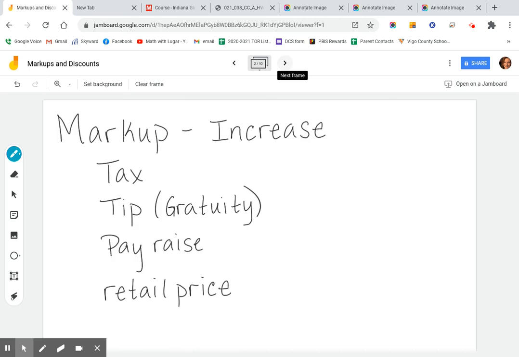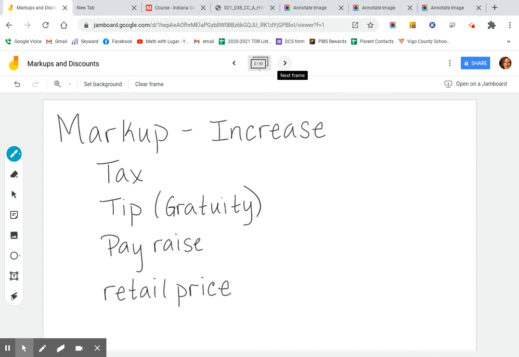We're going to start with markups. A markup is just another word for an increase. So you see this when you're looking at tax that gets added onto a price or a tip that you leave for a waiter at a restaurant. Another word for tip is gratuity.